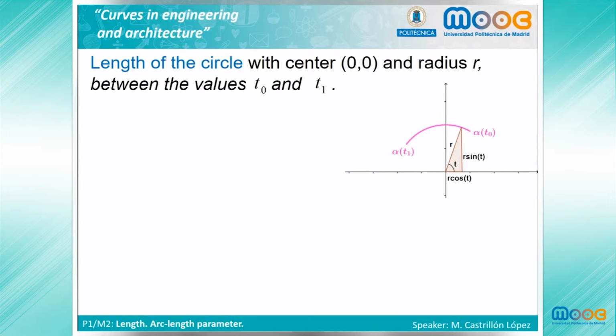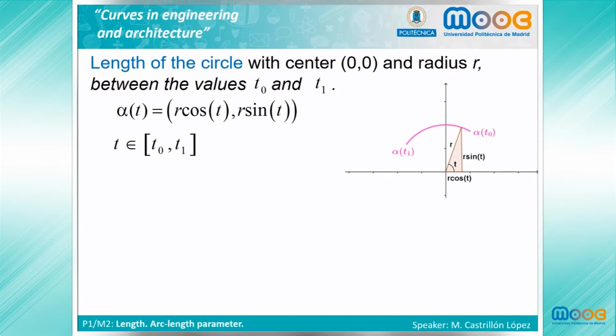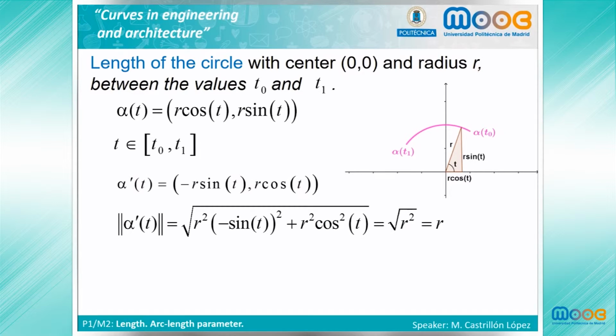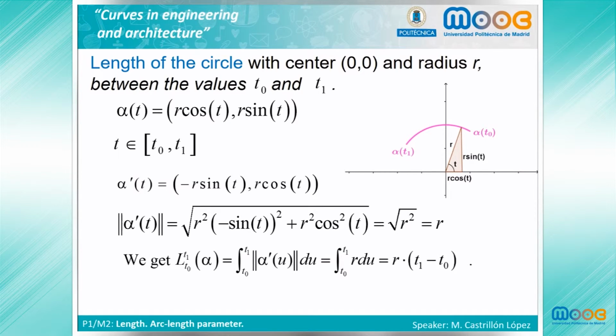We start by calculating the length of the arc of the circle, with center 0, 0 and radius r, between the values t0 and t1. We already know that the parametrization of the circle can be given in terms of the sine and the cosine. And it's easy to compute the derivative, and we check that the norm of the velocity equals the radius r. Hence, the length is the integral between t0 and t1 of the constant r, and therefore equals r times t1 minus t0.